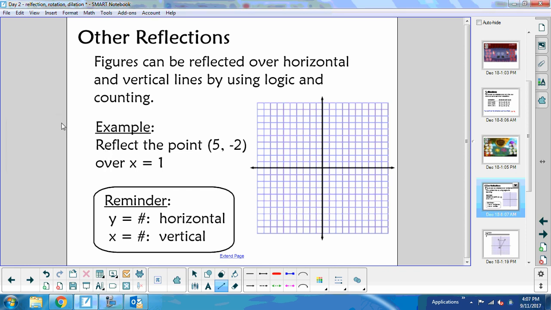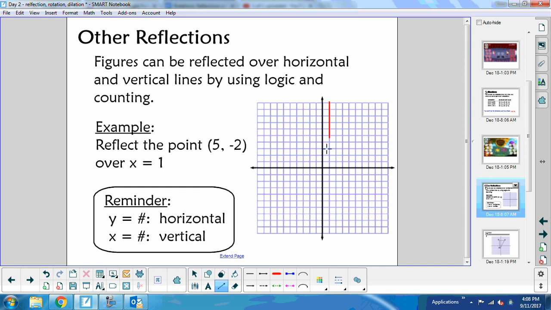Okay, there's another type of reflection we need to look at, and that's not necessarily over an axis, but it could just be a typical line of symmetry. So we're going to look at reflecting over, in our case, x equals 1. Now, I did put a reminder down here. Don't forget, if it's y equals a number, like y equals 7, that is a horizontal line at y equals 7. If it's x equals a number, then it's a vertical line at x equals whatever that number is. In our case here, we want to reflect over x equals 1.